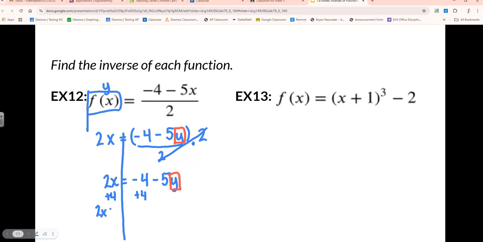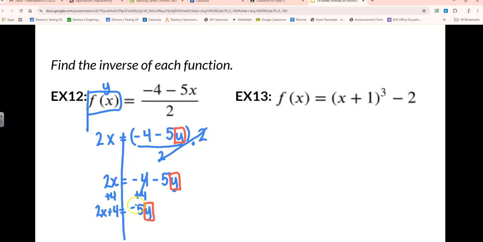So I got 2x plus 4. I just have to write it like that because I can't add 2x and 4 together. The 4 does not have an x with it. And then I've got, be really careful here, don't lose that negative. You got -5y. All right, again, still trying to get that y by itself. So we got one more step here.